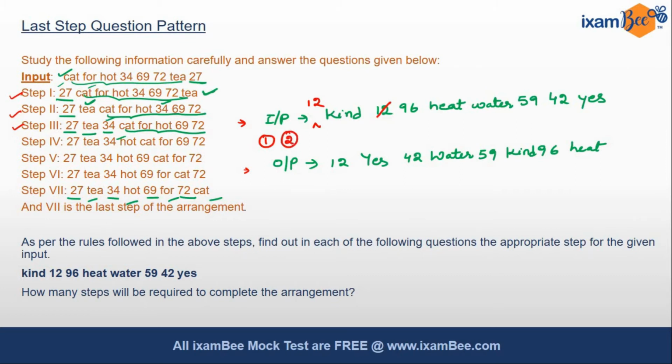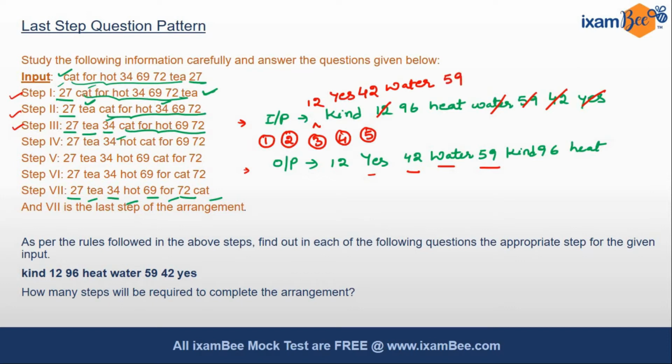The second step would be, we know that the second position would be yes. So we'll cut yes here and write yes over here. Our third position would be for 42. So we'll cut 42 here and write 42 here. Our fourth position would be for water. So we'll cut water here and write water over here. Our fifth position would be for 59. We'll cut 59 here and write 59 here.